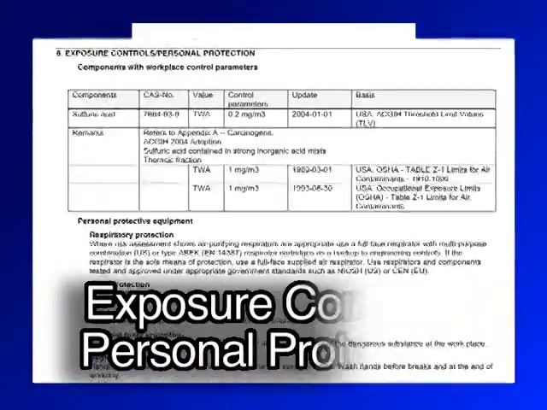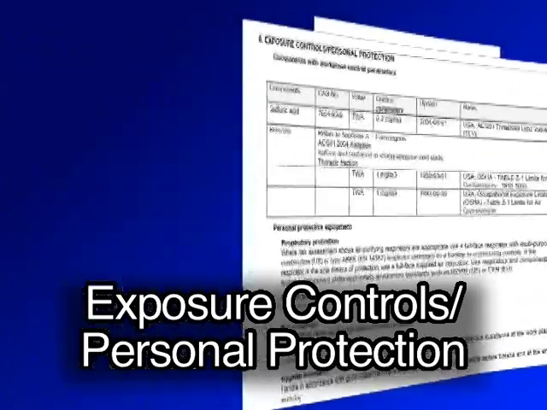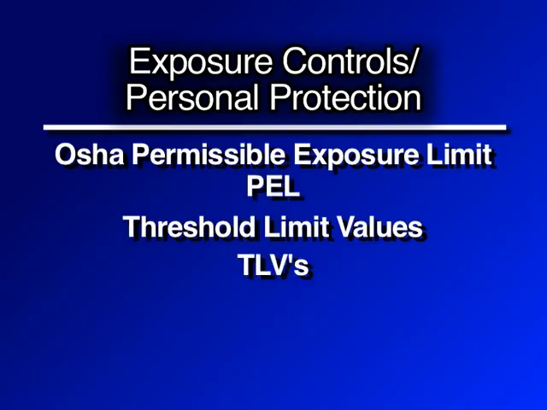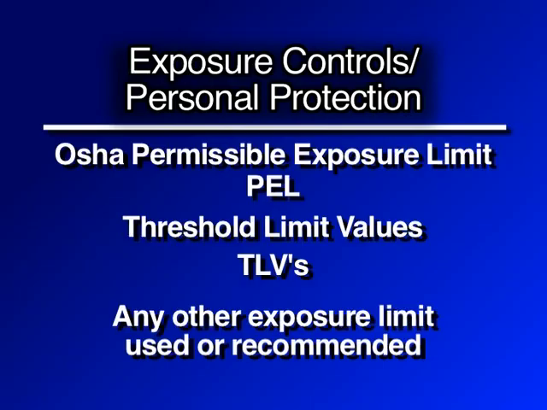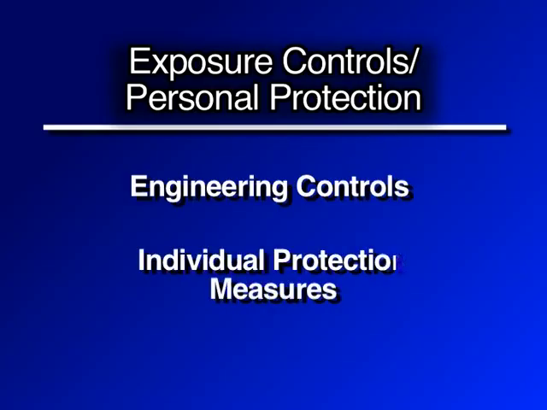Section 8. Exposure controls, personal protection. Pertains to protection methods. Include the OSHA Permissible Exposure Limit, or PEL, threshold limit values, or TLVs, and any other exposure limit used or recommended by the chemical manufacturer, importer, or employer preparing the safety data sheet. Appropriate engineering controls, and individual protection measures, such as recommended personal protective equipment, is also included.